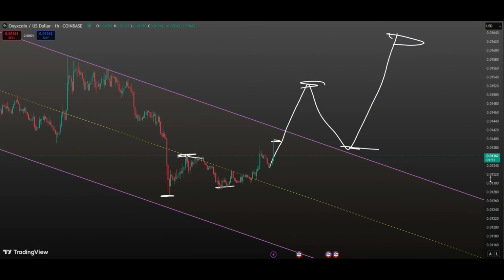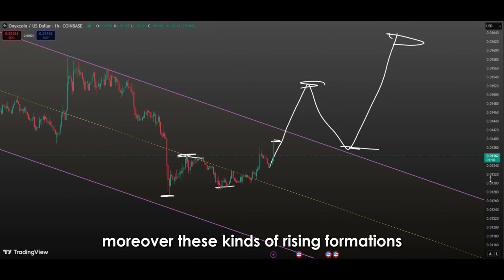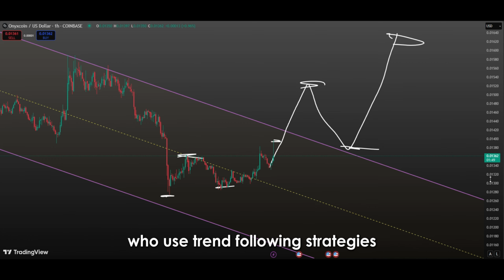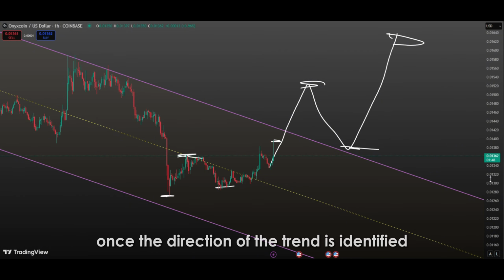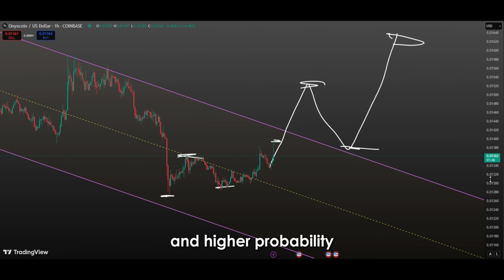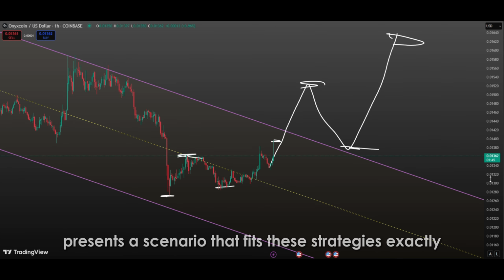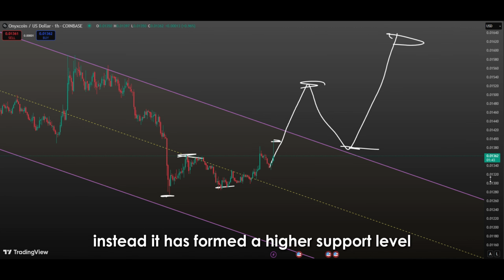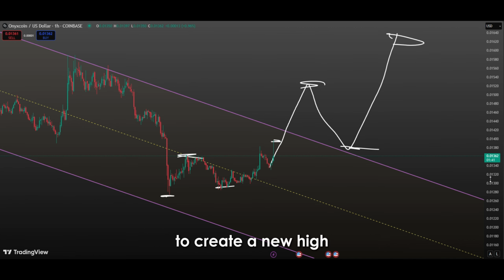Therefore, this structure of higher highs and higher lows represents not only a technical rise, but also a psychological one. Moreover, these kinds of rising formations offer highly valuable opportunities for investors who use trend-following strategies in technical analysis. Once the direction of the trend is identified, trades made in that direction usually carry lower risk and higher probability. The current structure being observed presents a scenario that fits these strategies exactly. The price has not dropped below the previous low. Instead, it has formed a higher support level, and then broken through a resistance level to create a new high.